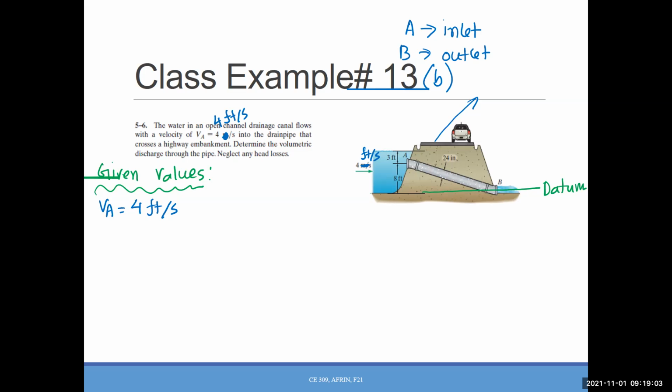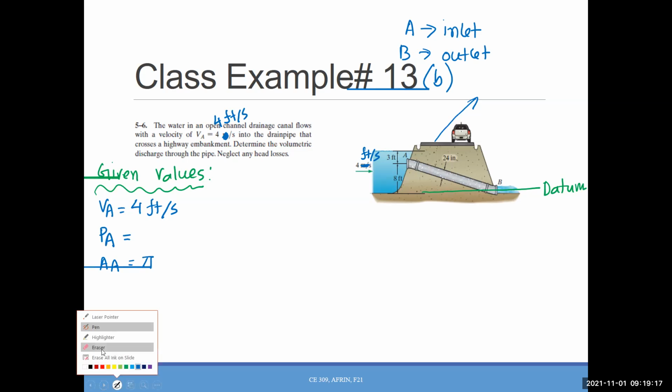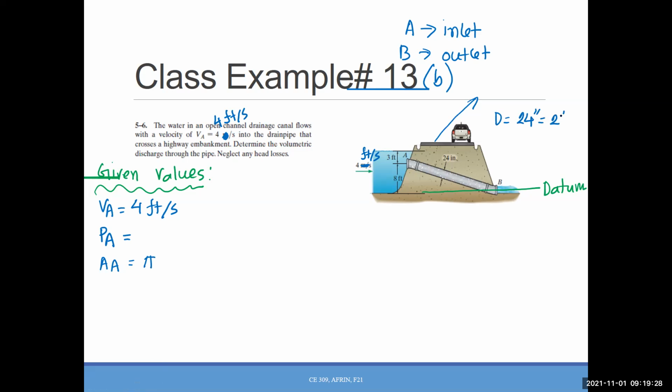So for A, we know the velocity. You can calculate the pressure. Also, you can calculate the area. So what will be the area for A? Pi, that's true. Yeah. So the diameter is 24 inches. That means 2 feet. So pi times 2 squared over 4, that is the area.